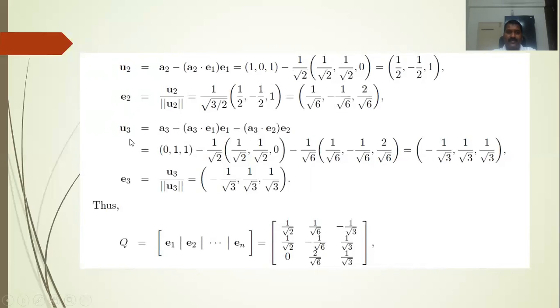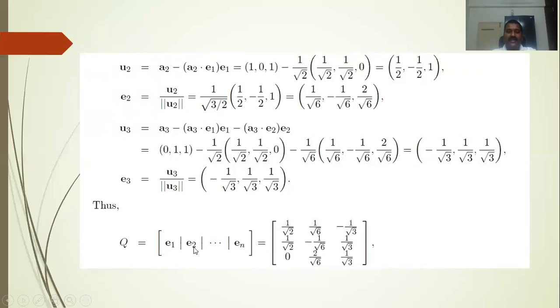Now, with the help of U1, U2, or even E2, we'll get U3. U3 is A3 minus A3 dot E1 times E1 minus A3 dot E2 times E2. A3 is 0, 1, 1 minus this dot product, minus A3 dot E2, this dot product, and component-wise subtraction yields that. Now you find its magnitude. E3 is U3 by mod U3, and this is E3.